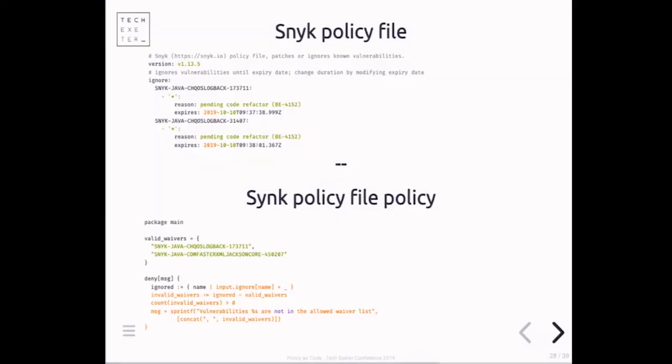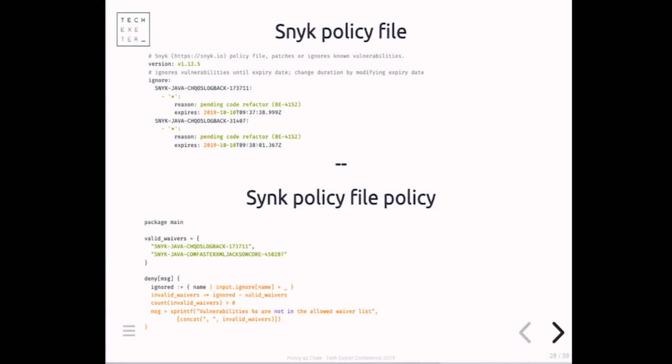So at the top is what's called a policy file in Snyk land. And basically it's just a list. Simplistically, it's just a list of waivers. So it says, okay, here are the vulnerabilities that I know exist in my code that I'm willing to ignore. And that allows you to then run Snyk on your code and have it pass even though it's got those vulnerabilities.